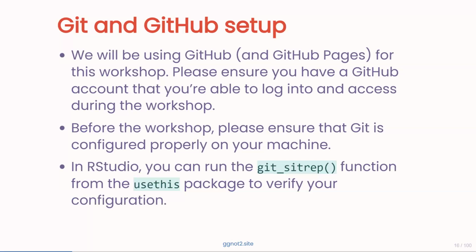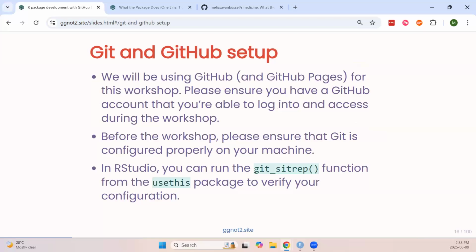So the first thing that we're going to want to do is check whether or not GitHub is configured properly. So what we can do for that is run the git_sitrep function in RStudio.